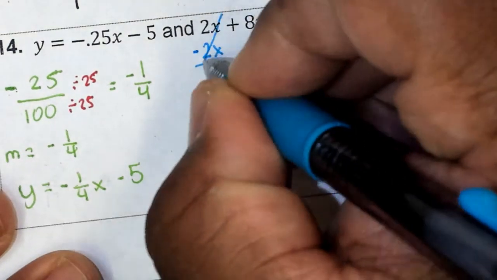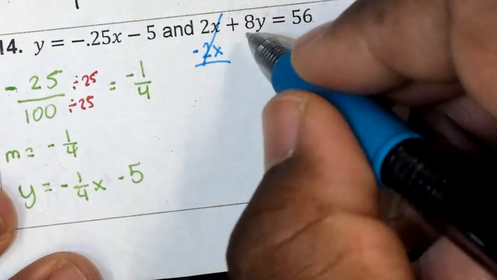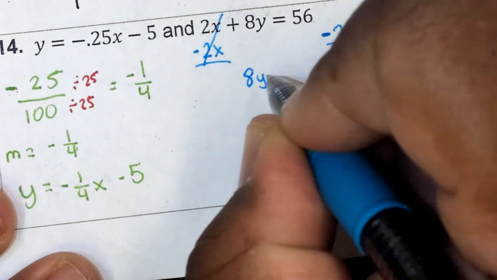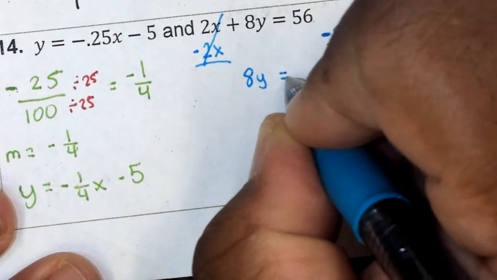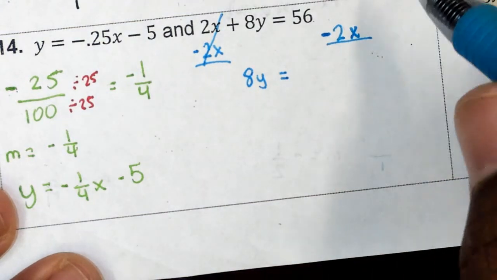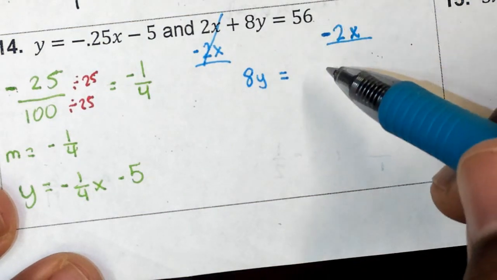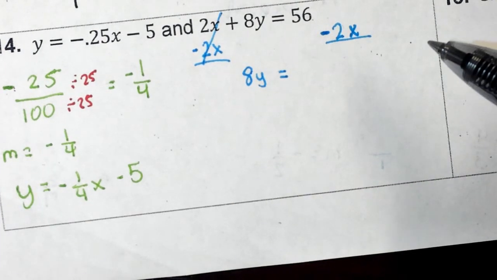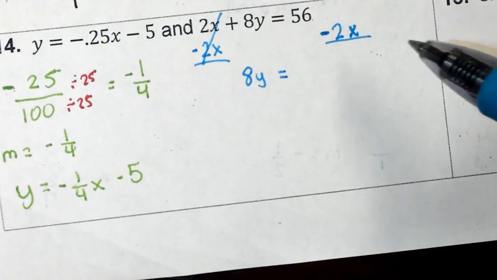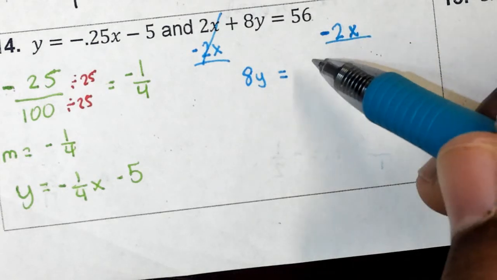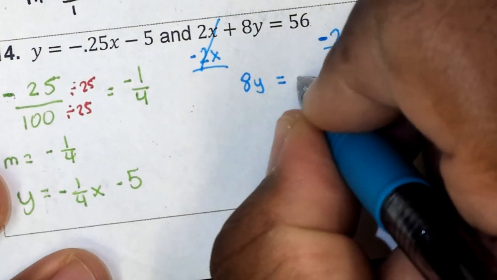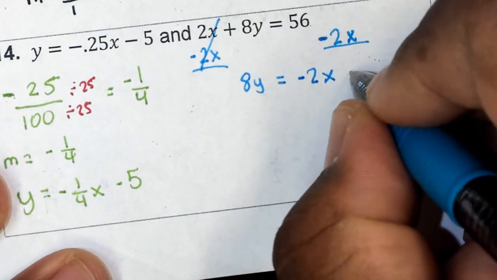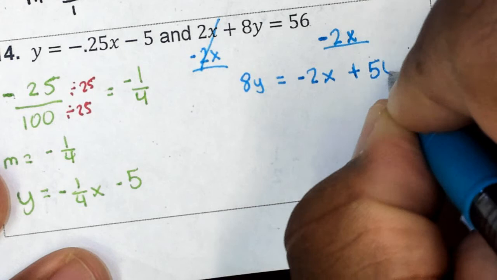Now, I'm canceling this right here. I'm bringing down what's left over, which is a positive 8y. So I'm bringing down positive 8y equals, on this side. Now, I could put the 2x at the end when I write this, but y'all know slope intercept form says y equals mx plus b, right? So I want my variable in front. So I'm going to move it here, negative 2x, and I'm going to put positive 56 on the end. Plus 56.